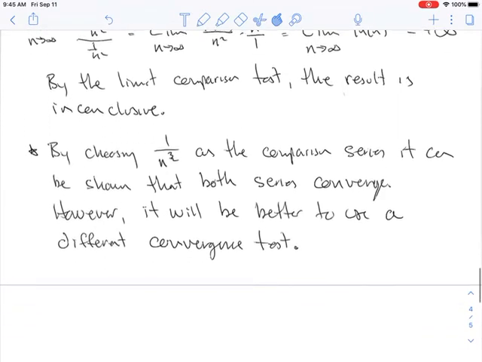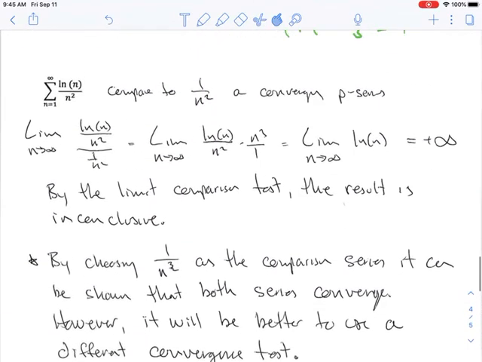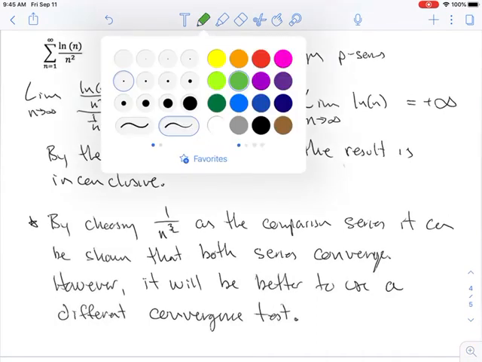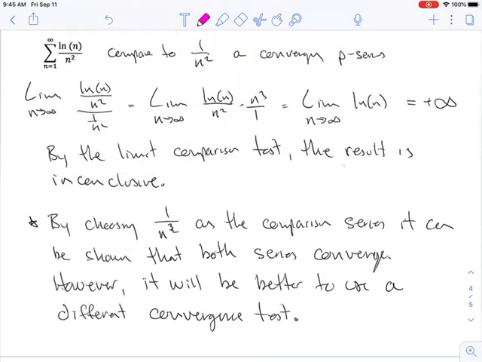And let's see, the last one, yep. And another one with the log function. We always love the log function problems. And so we're going to compare this to 1 over n squared. Sometimes you just have to guess. I hate to say that, but sometimes you just have to guess. We had another log problem once where we compared it to 1 over n, and that worked. That would not work here.